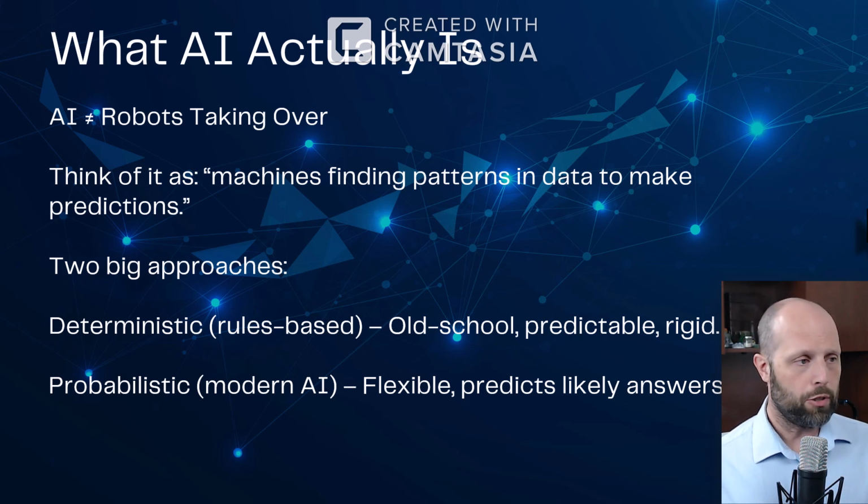There are really two big approaches in the computer world. The model that we've been following for years and years is what's called a deterministic or rules-based model for programming computers. That is where a computer programmer sits down at the keyboard and types in code that says, if this happens, then computer, you do that. It's a lot of if and a lot of then.